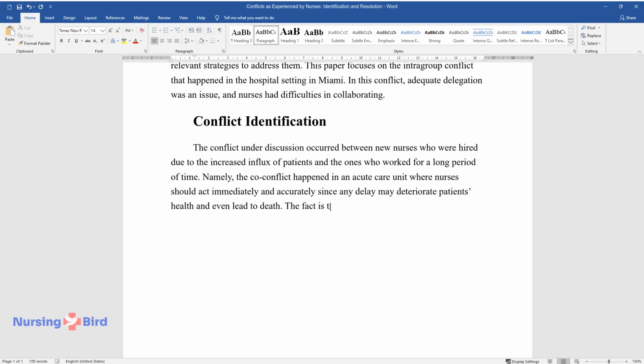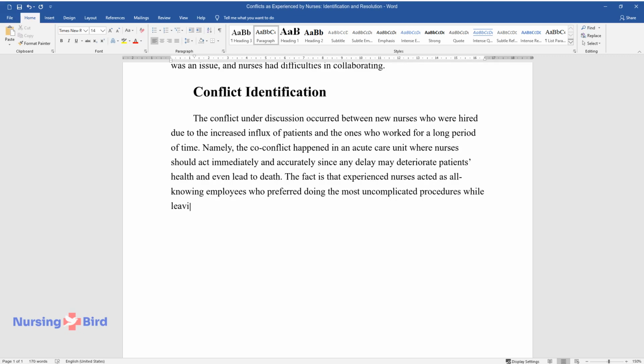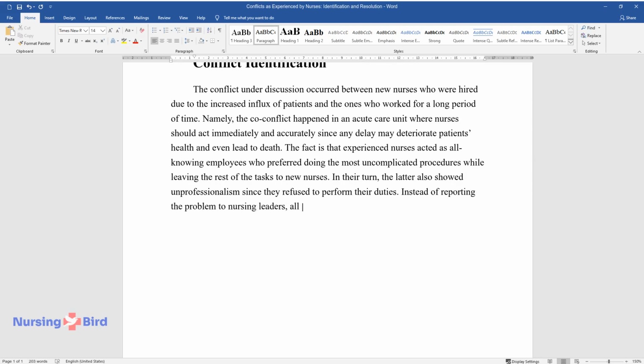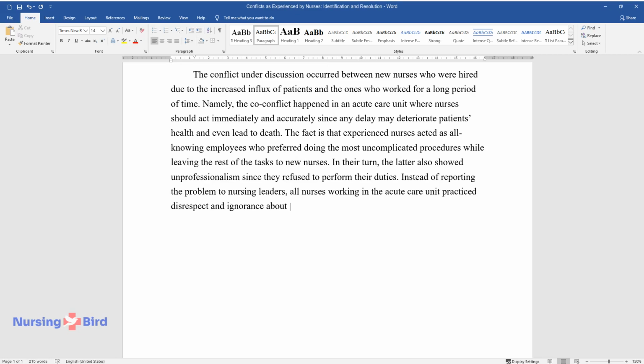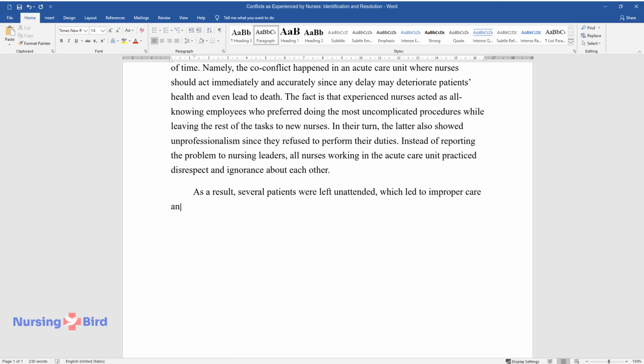The fact is that experienced nurses acted as all-knowing employees who preferred doing the most uncomplicated procedures while leaving the rest of the tasks to new nurses. In their turn, the latter also showed unprofessionalism since they refused to perform their duties. Instead of reporting the problem to nursing leaders, all nurses working in the acute care unit practiced disrespect and ignorance about each other. As a result, several patients were left unattended, which led to improper care and untimely medication administration.